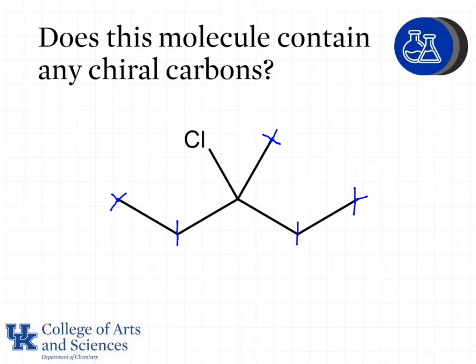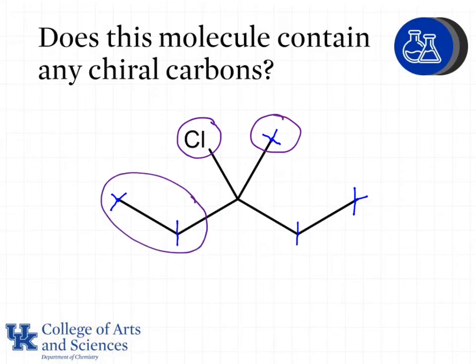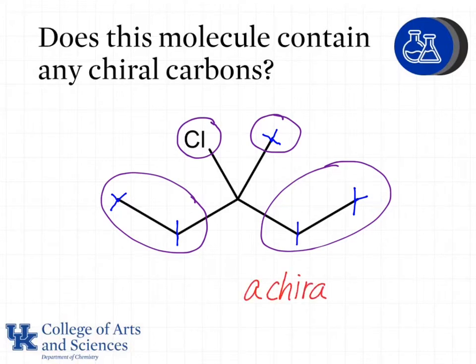Now I have one carbon left right in the middle of the molecule that I can look at to see if it's chiral. My first group is chlorine, my next group is CH3, then I have a CH2CH3 group and a CH2CH3 group. Because these groups are the same on the left and the right side, this is an achiral molecule because none of the carbons are chiral.